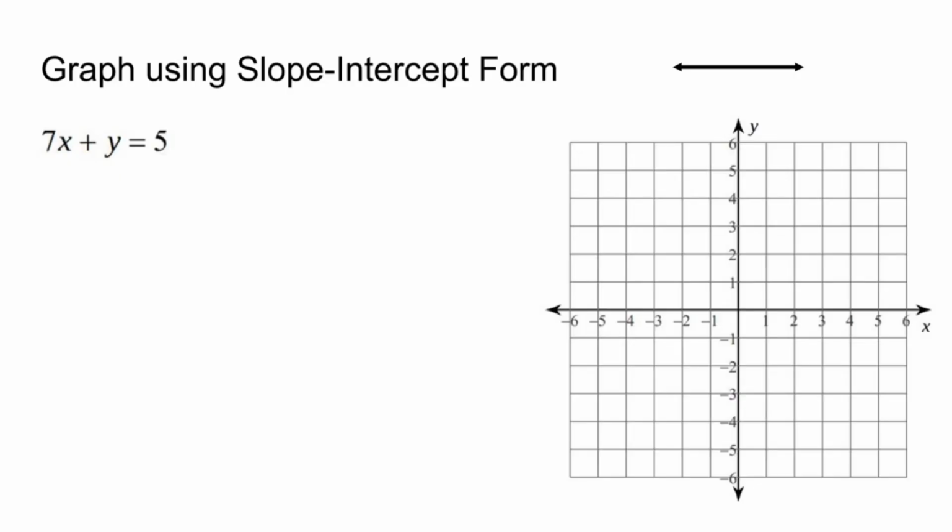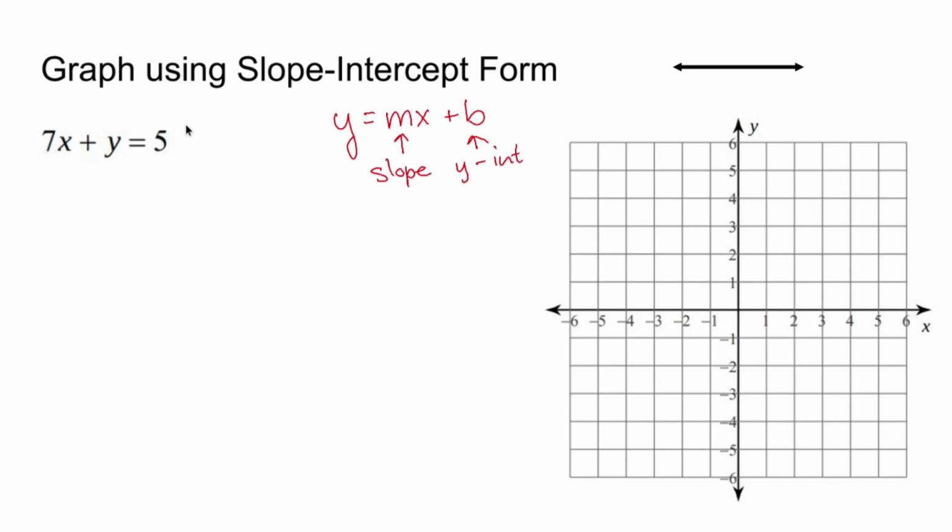Graph using slope-intercept form. Well, this is not in slope-intercept form. Not yet. Slope-intercept form is y equals mx plus b. Now, the reason why slope-intercept form is so useful is once you have y all by itself, the number in front of the x is your slope, and the number floating around not attached to x is your y-intercept.